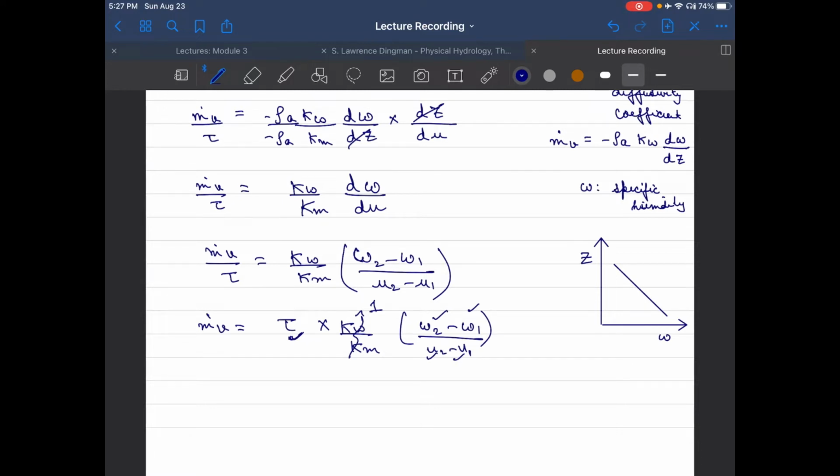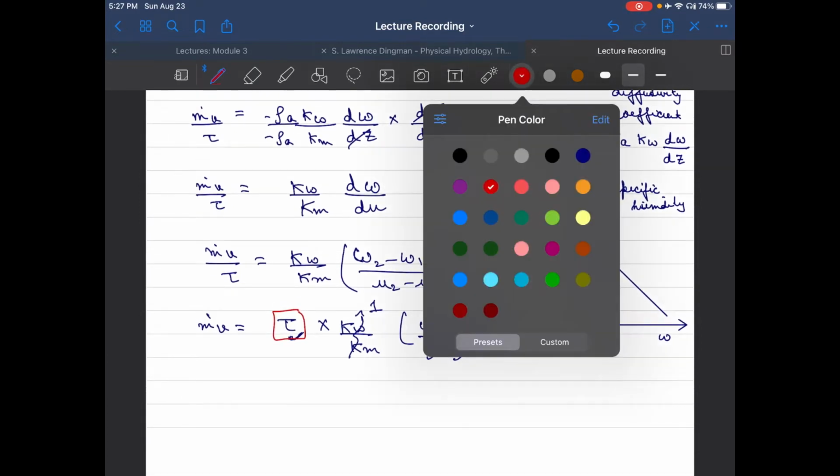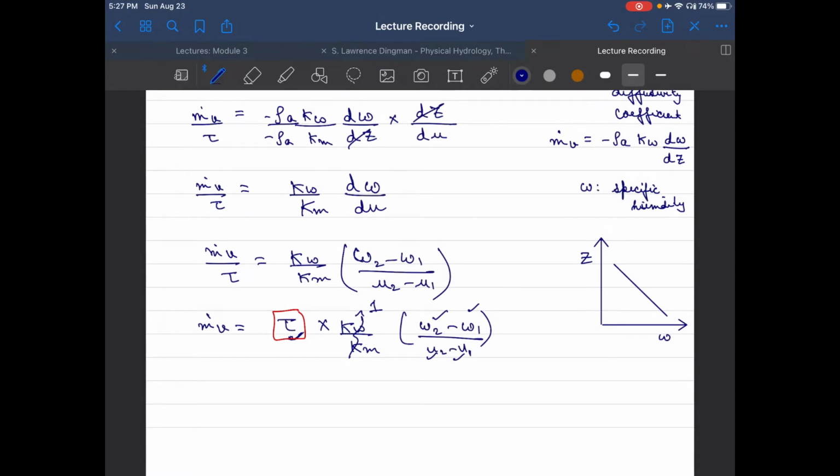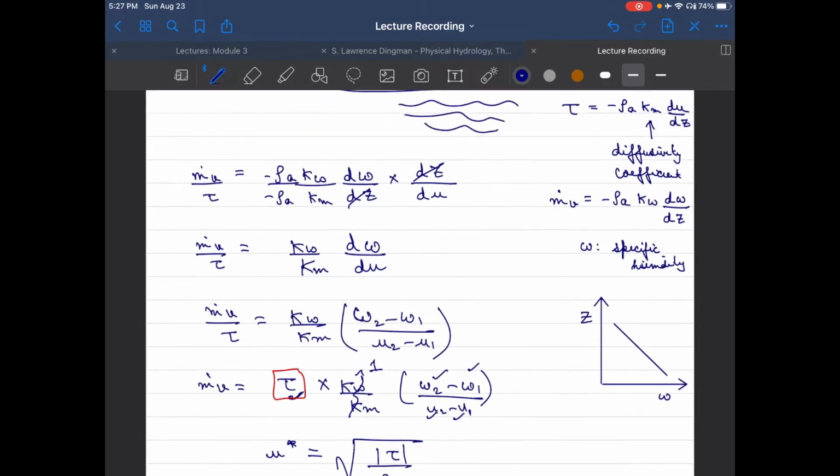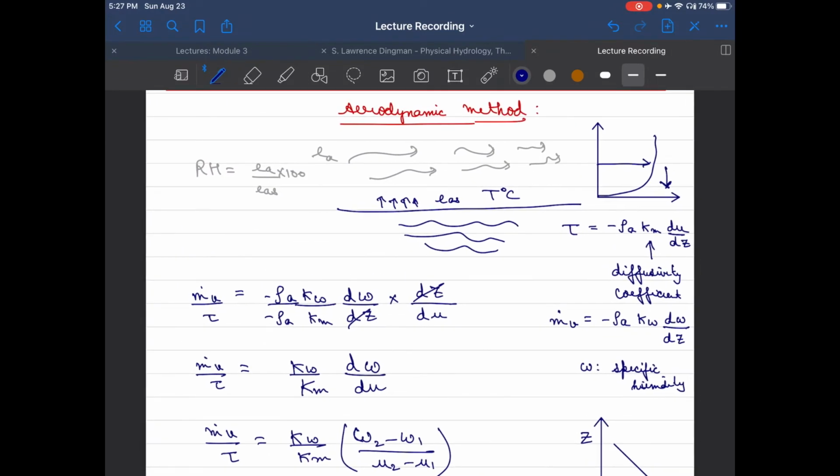So let us focus on identifying a simplified expression of tau. Now, if you recall, we also learned that we can write u star, which is equal to the square root of the ratio of mod of tau upon rho a. Now the question arises, why am I introducing this mod of tau. If you look at the velocity diagram, it always increases as we go up above the surface.